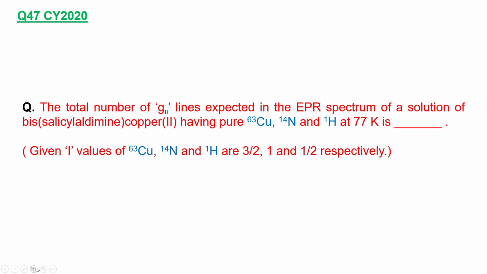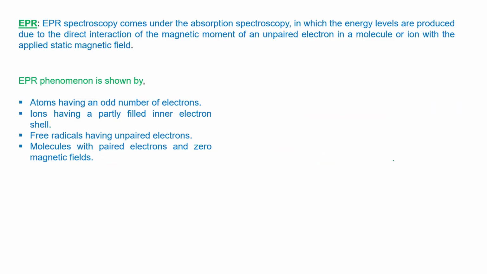Question number 47, CY 2020. Count the total number of parallel g lines expected in the EPR spectrum of a solution of bis(salicylaldehyde) copper(II) having 63Cu, 14N and 1H at 77 Kelvin. Given the nuclear spin I values of 63Cu, 14N and 1H are 3/2, 1 and 1/2 respectively. This is a numerical type of question, so no option is given. Now, coming to the answer.